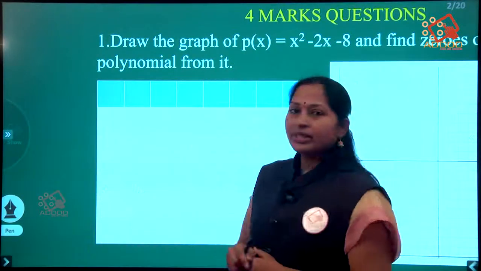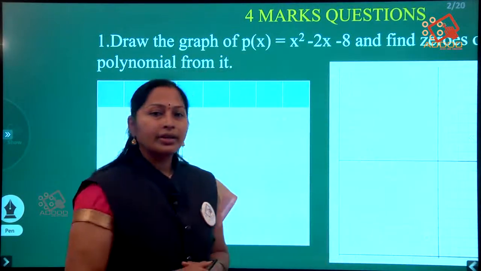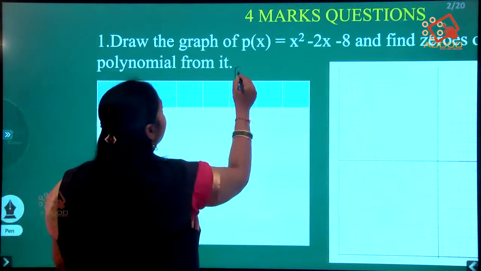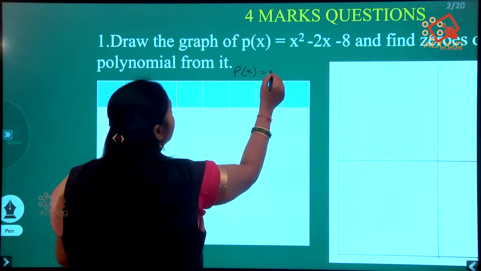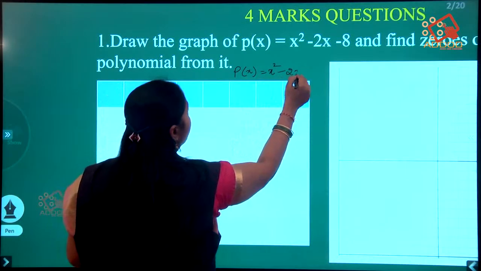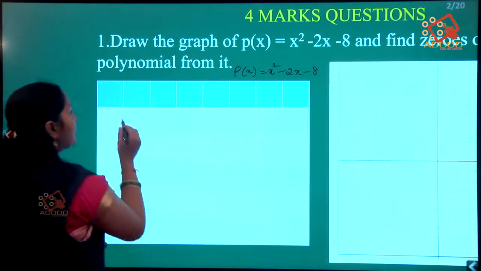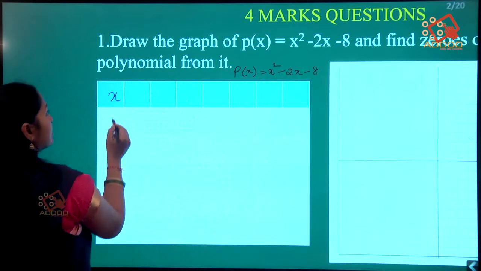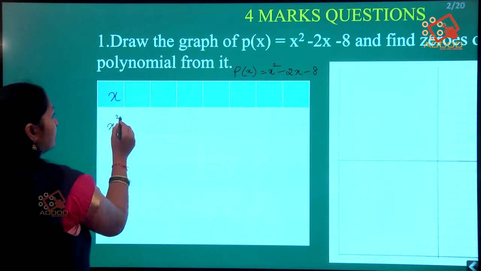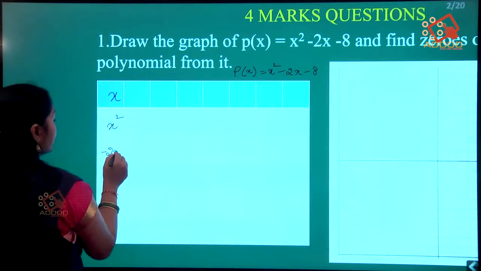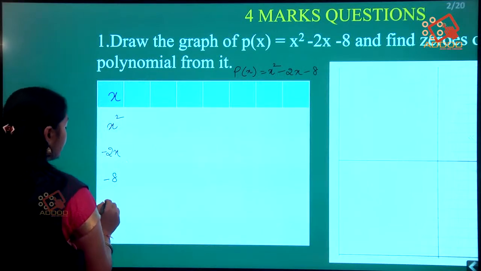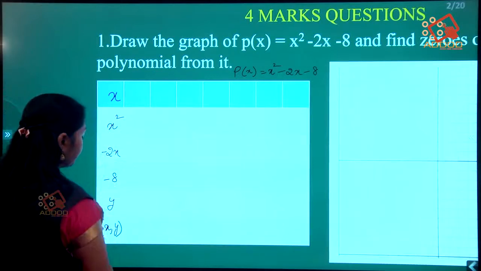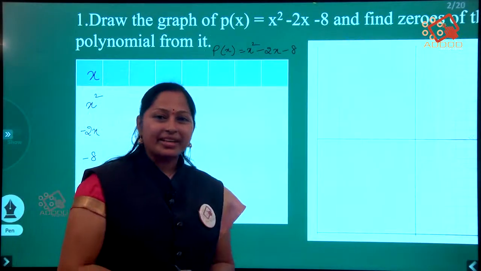In this question they are asking to draw the graph for the given equation. So, let given p of x is equal to x square minus 2x minus 8. So, I am taking the values of x and y here. So, x square and here minus 2x minus 8. This is a y value. Now, the ordered pair. Now, we are going to take the values of x.